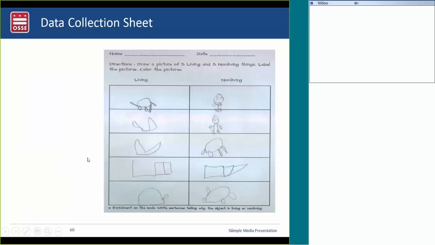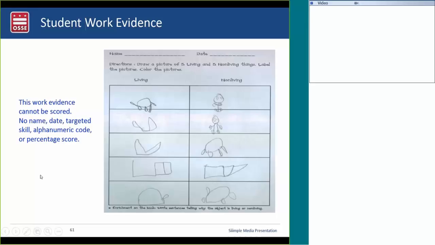Okay, here's a data collection sheet. There is no standard and targeted skills, or date, or student name. Uh-huh. And this is an authentic one. This one actually came in with no name on it. Oh, okay. So I can't count this particular piece of evidence, but I could count other pieces of evidence in the portfolio entry if they met standards, if they met these criteria. So this one I can't count.